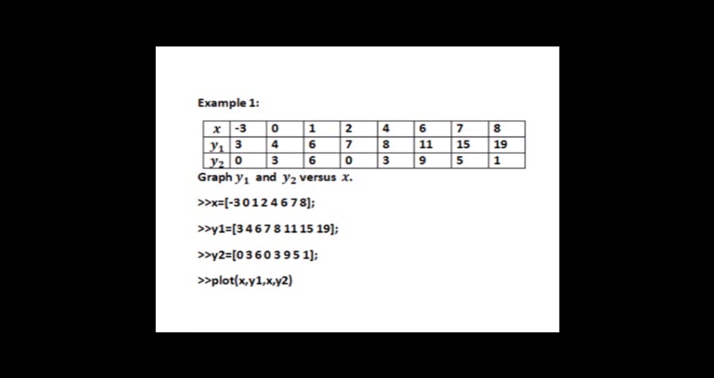Very simple. Go to MATLAB command prompt. Enter all x data as a row matrix to workspace variable x as shown on the screen. Enter all y1 data to workspace variable y1 as a row matrix. Enter all y2 data as a row matrix to variable y2. Then call plot as plot of x comma y1 comma x comma y2 and then press enter.